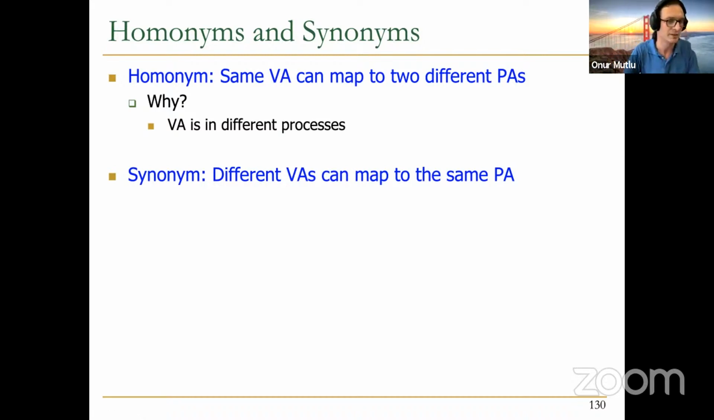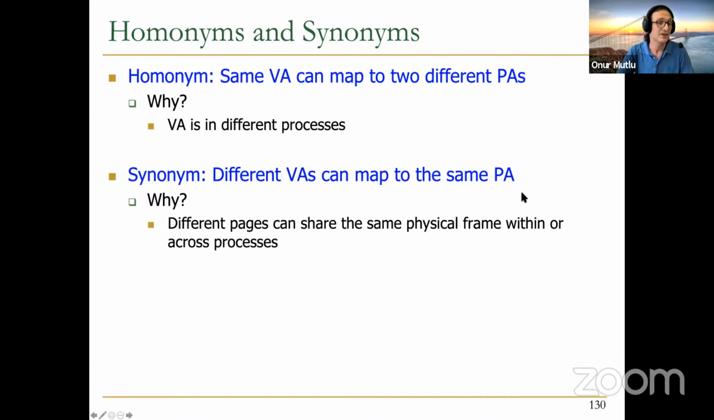This is easier to solve at hardware cost. The synonym problem is different: different virtual addresses can map to the same physical address. And again, why? Different pages can share the same physical frame within or across processes, right? Essentially, different virtual addresses can map to the same physical address, just like we saw in the Google example, right? Different virtual addresses map to the same file, which is mapped to the physical memory. And many different virtual addresses can map to the same physical address.